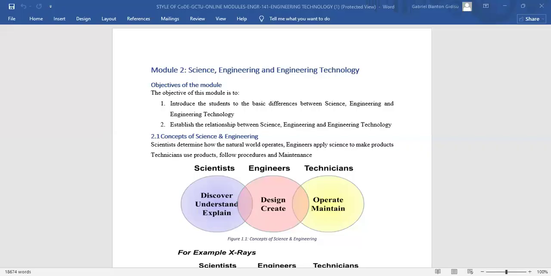All right, so let's start now. Okay, so the concept of science and engineering.